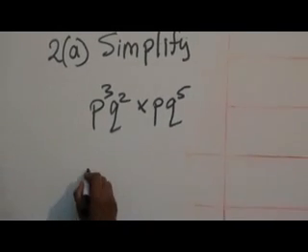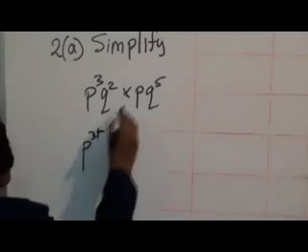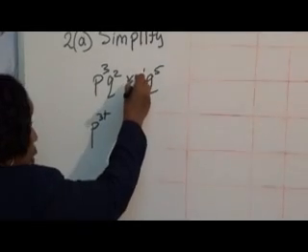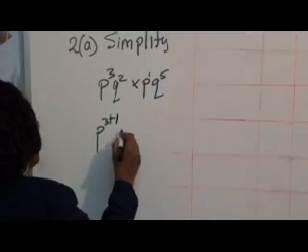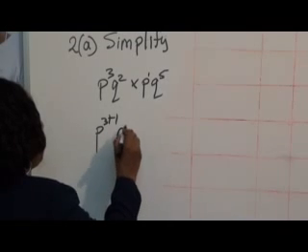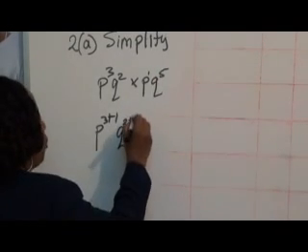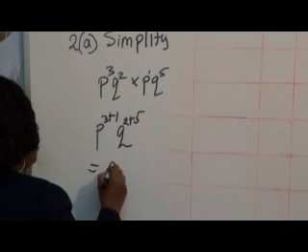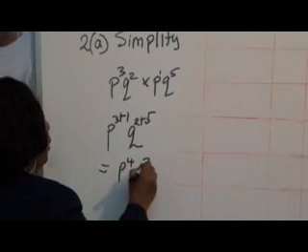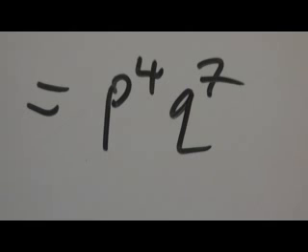So it would be P cubed plus this P here would be P to the 1, when you see P on its own, 1. And then it would be the Q's, Q squared, plus Q to the 5th. And the answer is just P to the 4th, Q to the 7th. 2 marks already. The B part to that question, what does it say?